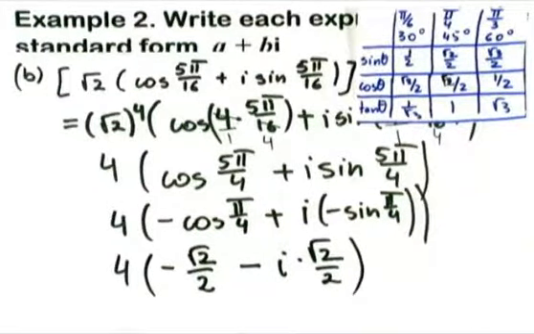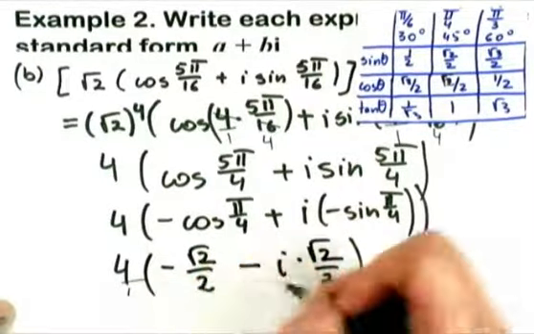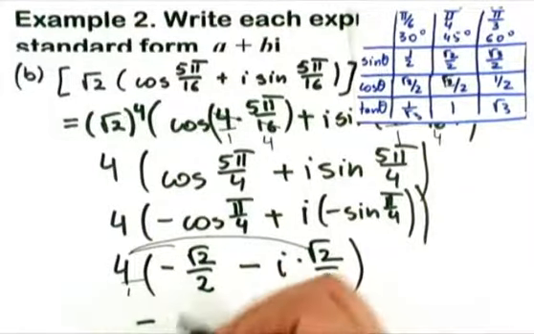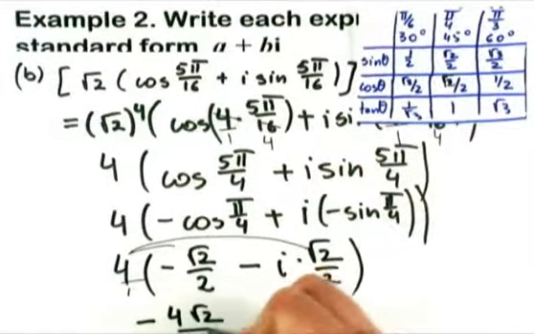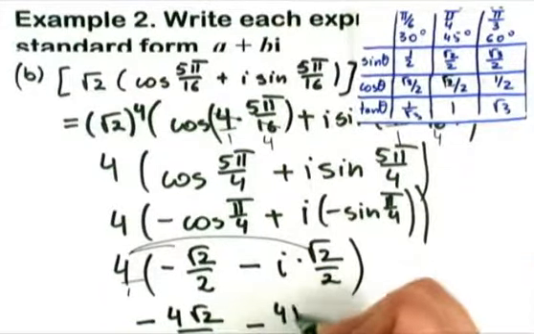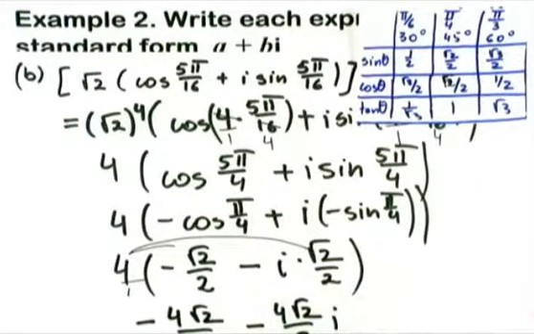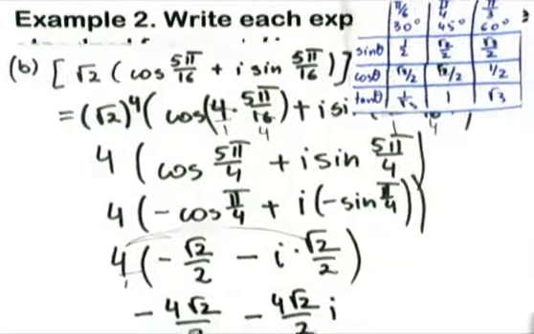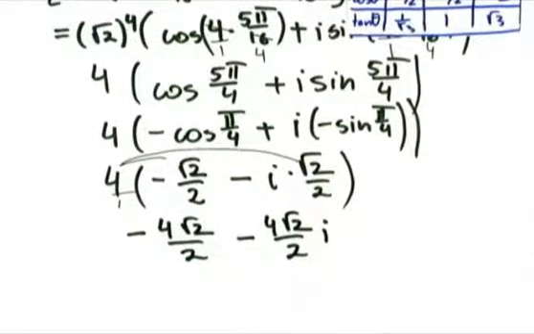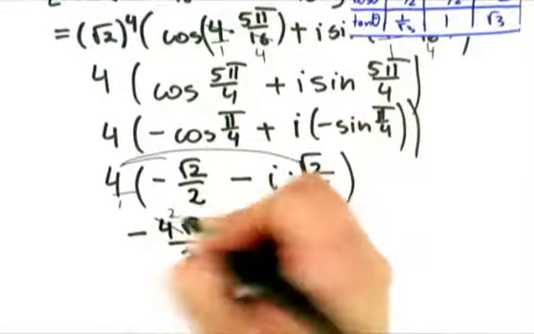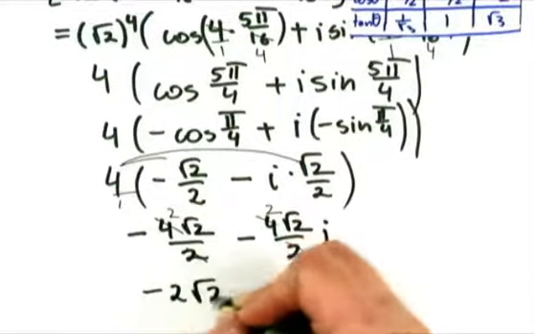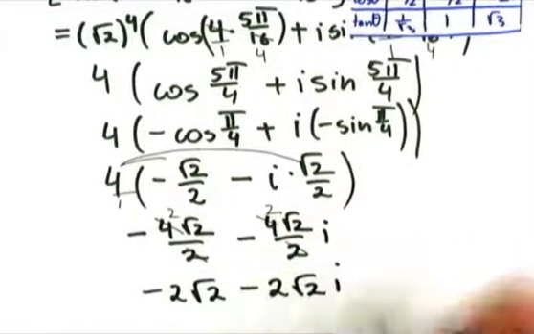Now we need to distribute the 4 and treat this as over 1. So we need to distribute those two. So we have minus 4 root 2 over 2 minus, I'm going to put the I to the back, 4 root 2 over 2 I. And this root 2 can reduce. So we have negative 2 root 2, negative 2 root 2 I.